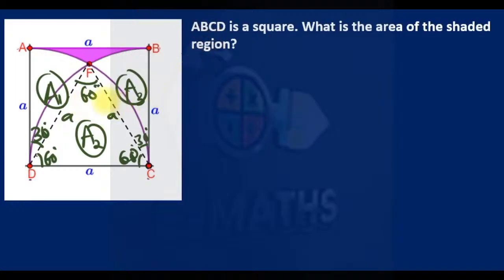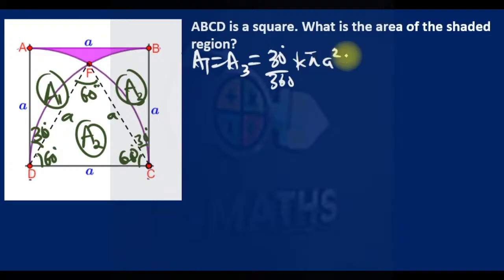So let's start with it. A1 and A3 are the same. So we see that A1 is equal to A3, which is now the area of a sector. This is a sector of central angle 30 degrees. So we have 30 over 360 times pi A squared, because the radius is A. So we now have pi A squared over 12.